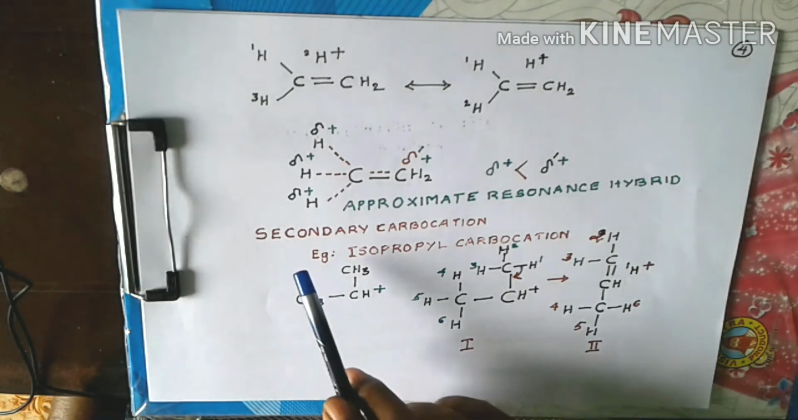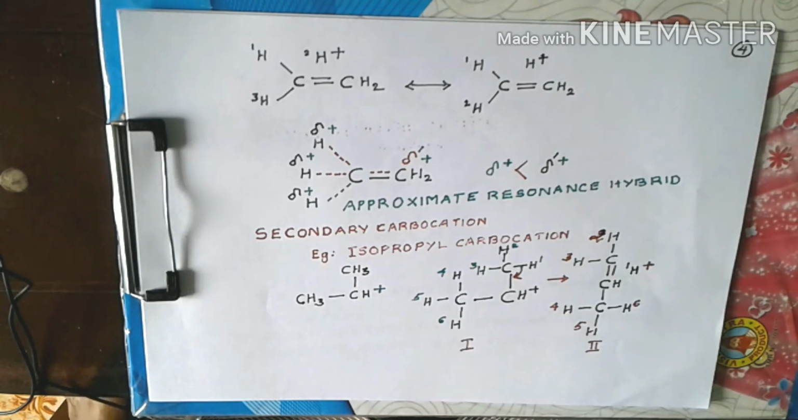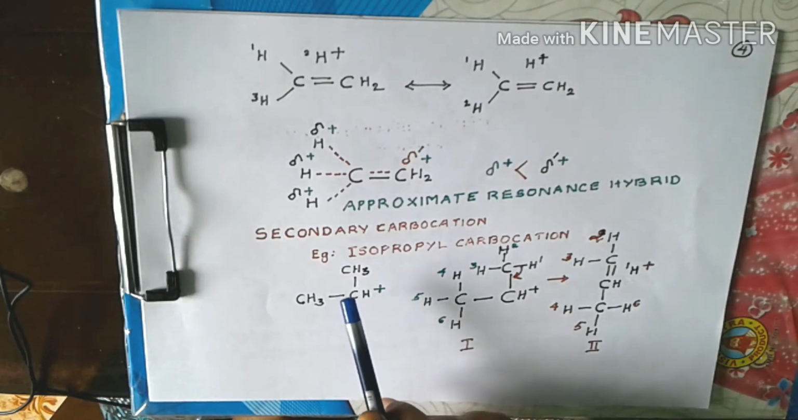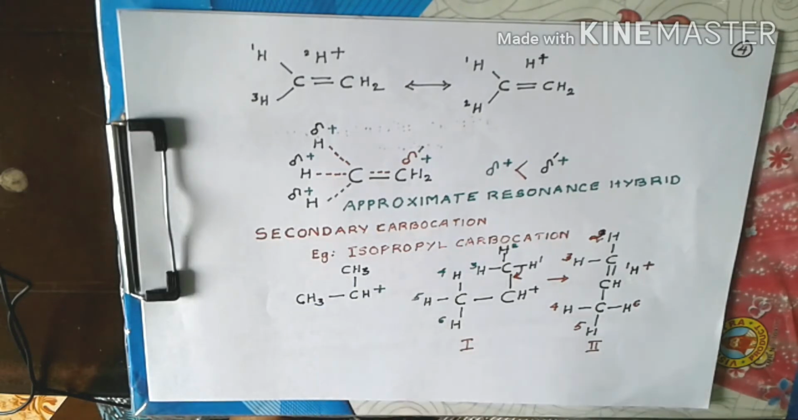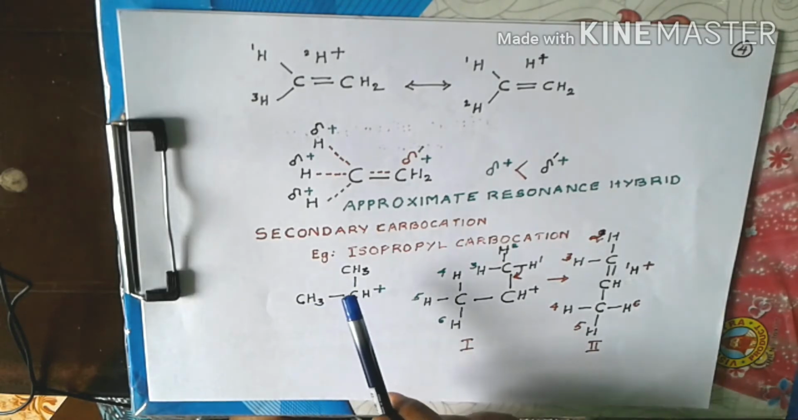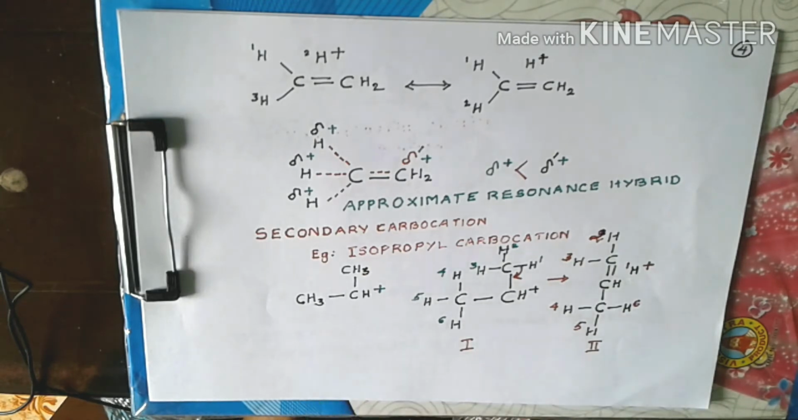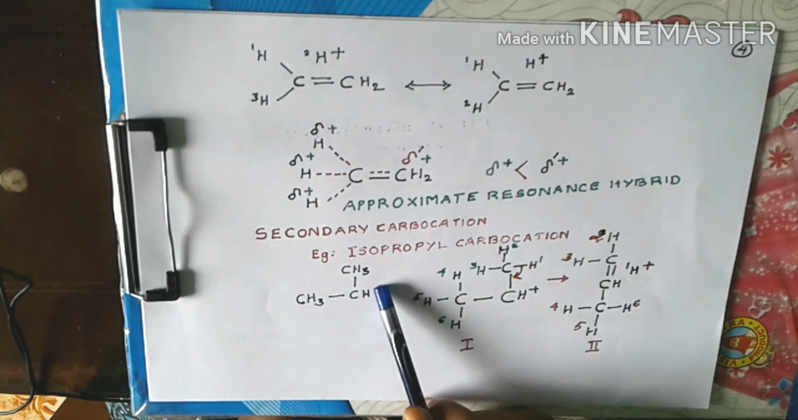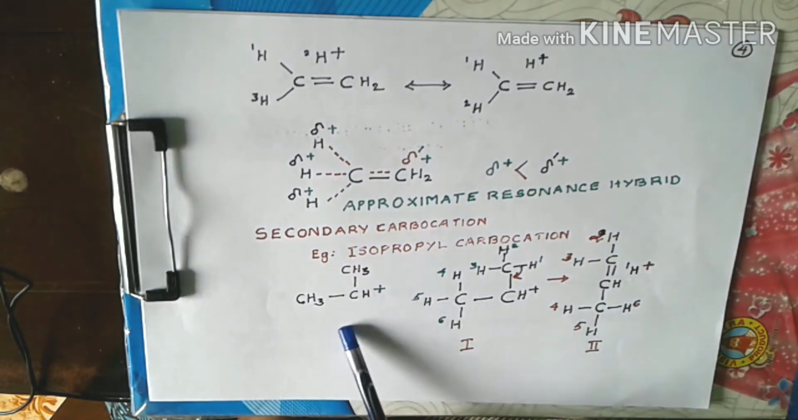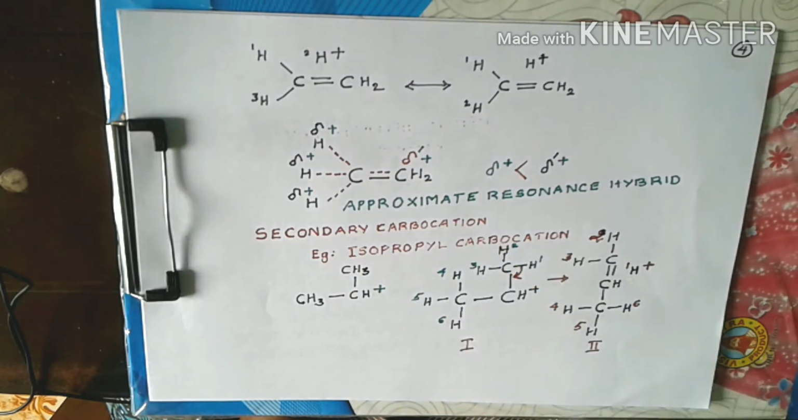Now consider a secondary carbocation. A secondary carbon means a carbon directly bonded to two other carbons. So this carbon is directly bonded to this carbon and this carbon is directly bonded to this carbon. So a carbon directly bonded to two other carbons is called a secondary carbon. Now the secondary carbon here possesses a positive charge and this carbocation is called isopropyl carbocation.